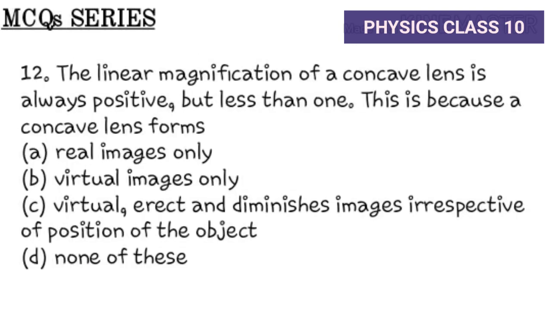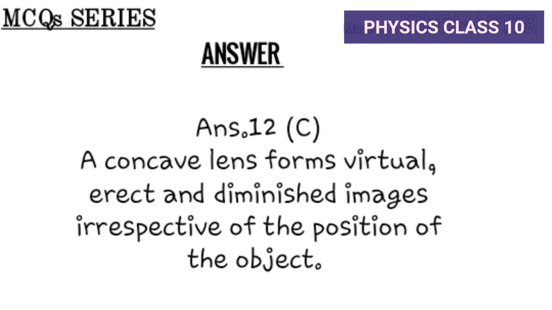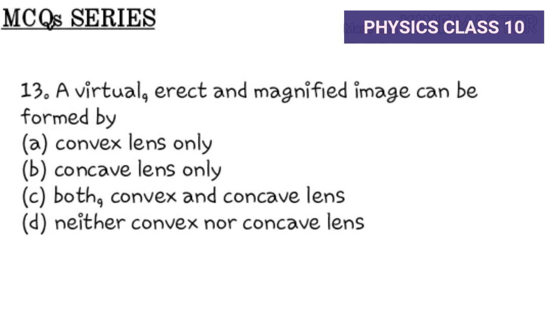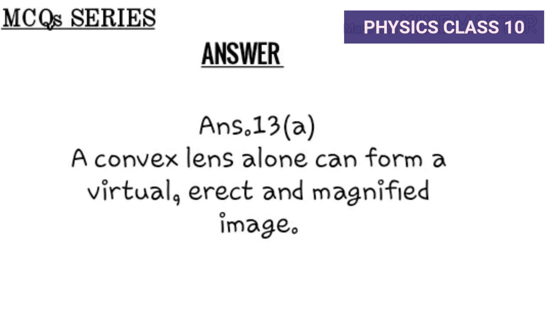Now question 12, the linear magnification of a concave lens is always positive but less than 1. This is because a concave lens forms real image only, virtual image only, virtual, erect, and diminished image irrespective of the position of the object, or none of these. Option C is correct. Now question 13, a virtual, erect, and magnified image can be formed by convex lens only, concave lens only, both convex and concave lens, or neither. For this, option A is correct.